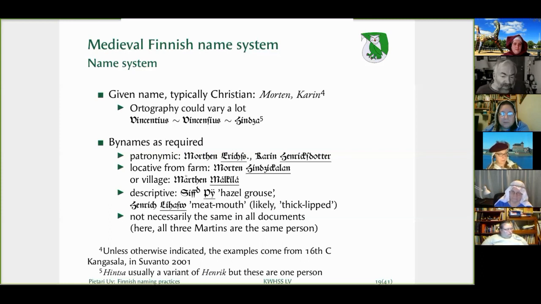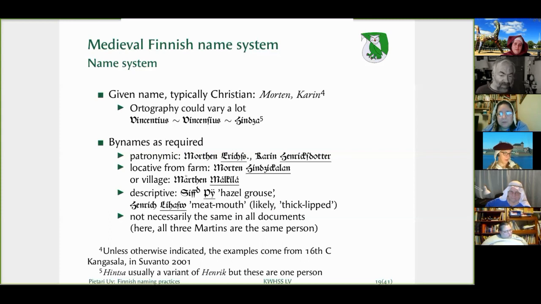And again, like in the earlier system, and like pretty much everywhere else in Europe, bynames were used as needed, and they could change so that one farmer was named Morten Eriksson in one document, Morten Hintsikkalan, which is an interesting hybrid form, because Finnish word order would be Hintsikkalan Martti or something like that. And the Morten Mälkilä, they all refer to the same person as well.